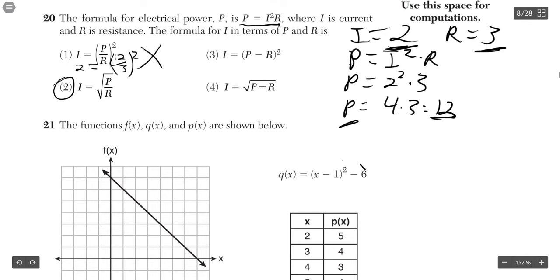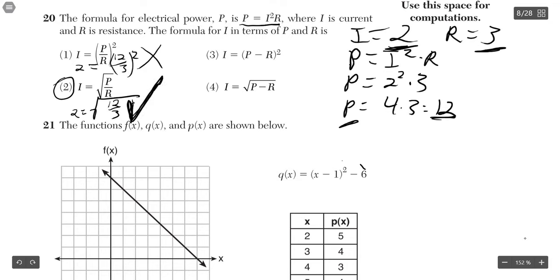Now let's try plugging in our numbers: I equals 2, R equals 3, and P equals 12. Let's try plugging that in here. I, which equals 2, equals the square root of P, which was 12, over R, which is 3. Well, you could type into your calculator the square root of 12 over 3, but 12 over 3 is 4, right? The square root of 4 is 2, so yes, this does work.